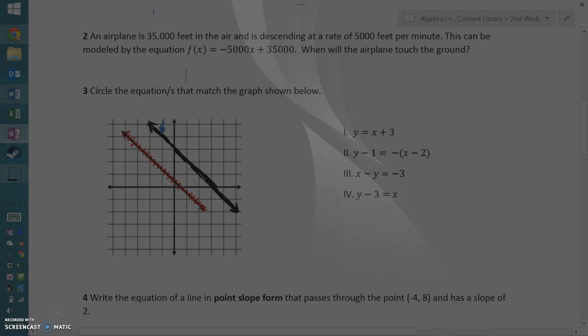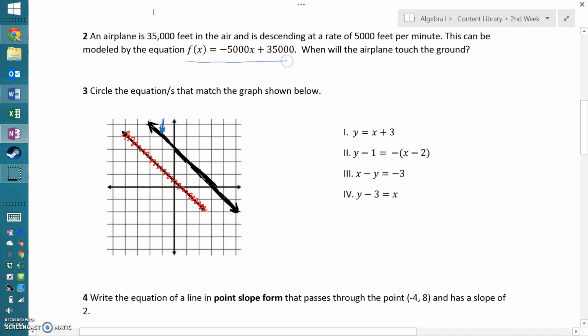This confuses a lot of students because they see that and they're like, whoa, function, I don't know what to do there. The basic thing is 35,000 feet in the air, descending 5,000 feet per minute. When does the plane touch the ground? So I'm looking for a number of minutes.